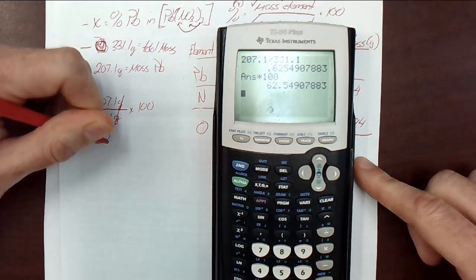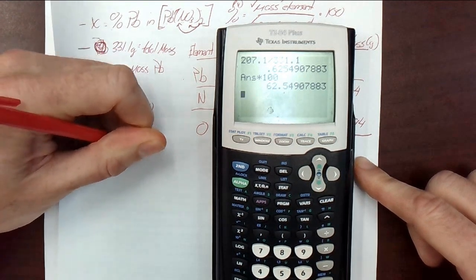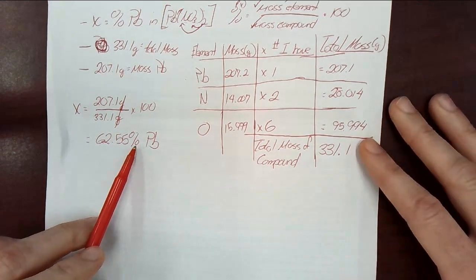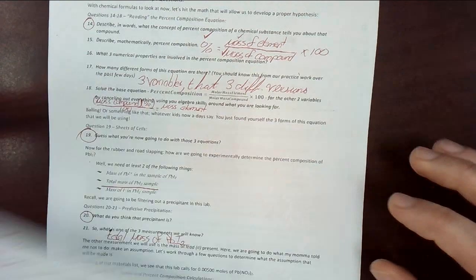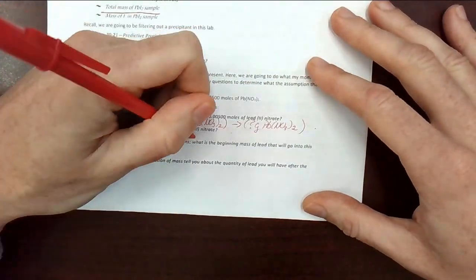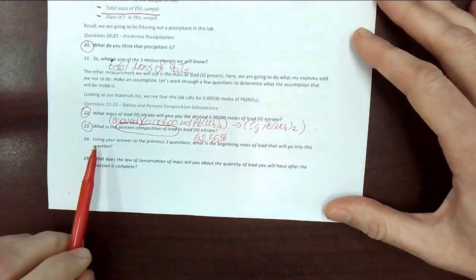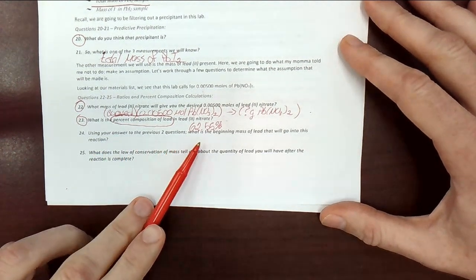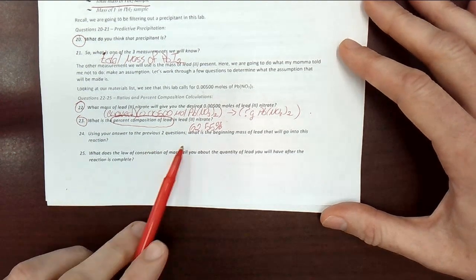So 62.55% lead. So by mass, this lead nitrate substance is made up of 62.55% lead. So we can go and write that down here. 62.55%. So using your question 24, using your answer to the previous two questions, what is the beginning mass of lead that will go into this reaction?